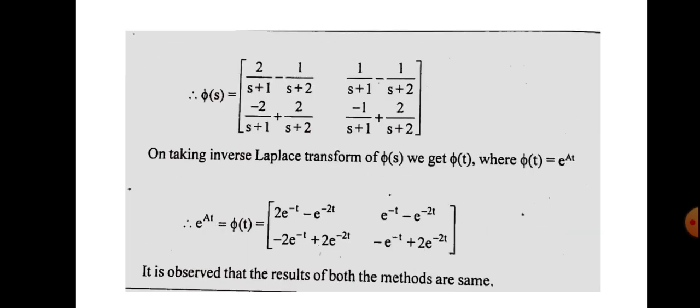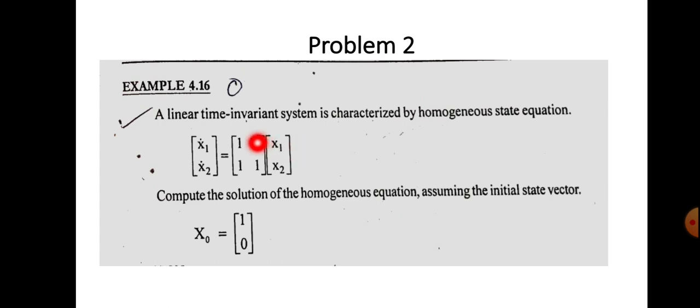Next is another example. Here a linear time invariant system is characterized by the homogeneous state equation like this. Compute the solution of the homogeneous equation, assuming the initial state vector x0 equal to 1, 0. Here this is the homogeneous equation, x dot equal to A into x, and the initial condition x0 equal to 1, 0 is given. So you want to find out the solution of the homogeneous equation, x of t.